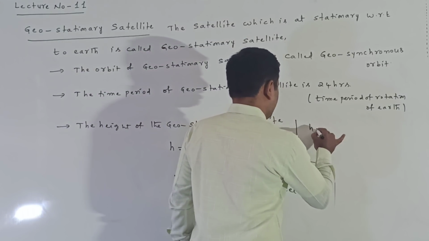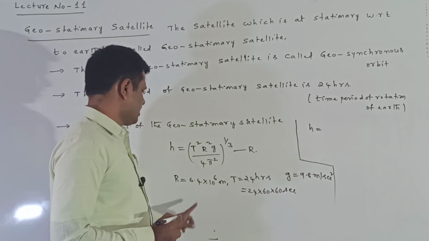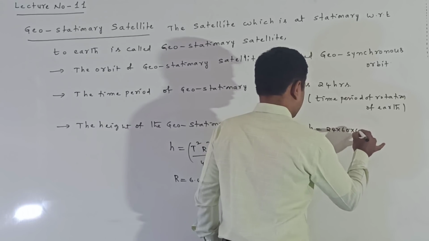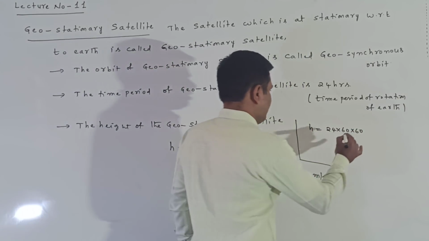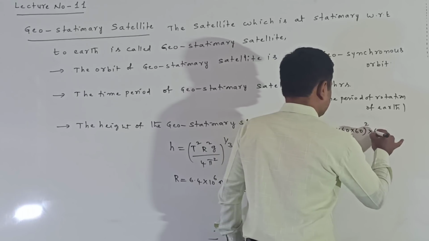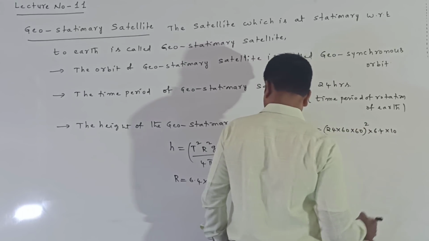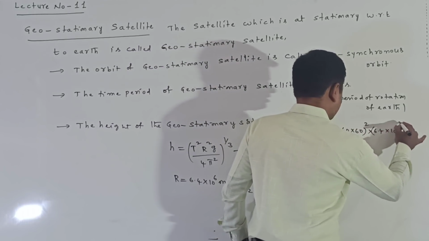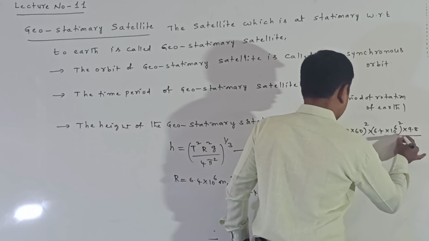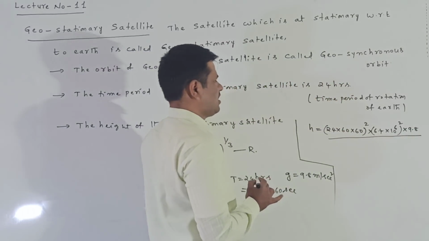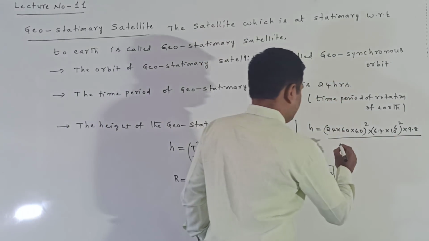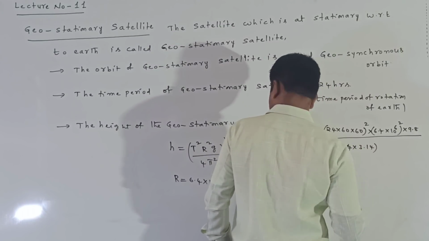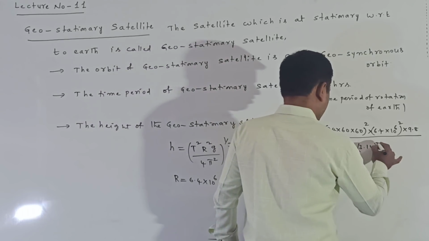Here we substitute all the values in this equation. We substitute 24 into 60 into 60, whole square. The radius of the Earth is 6.4 into 10 power 6, whole square, and the G value is 9.8, divided by 4 into 3.14 whole square.